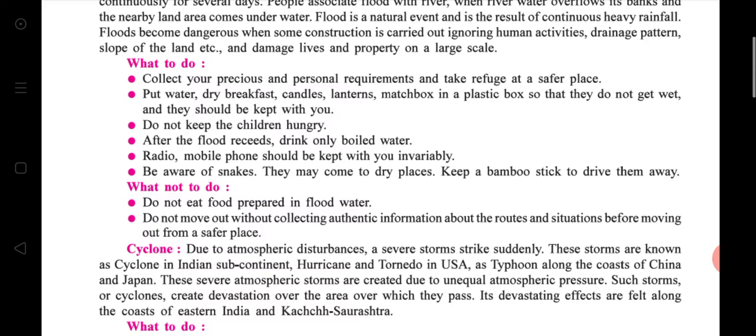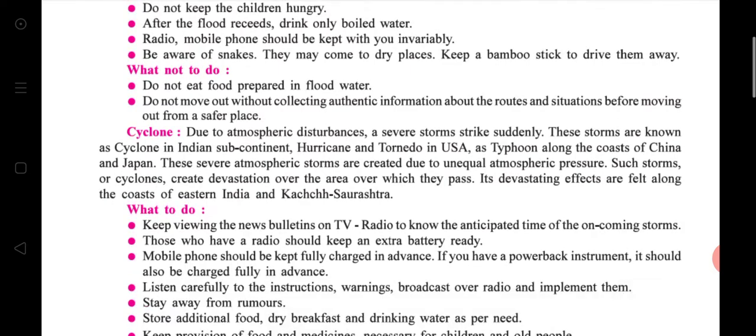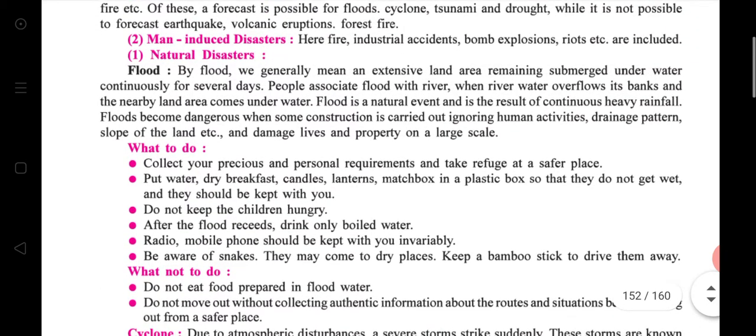These 6 points are what to do, and 2 points are for what not to do. First, do not eat food prepared in flood water, because that water is not clean and pure and also not hygienic for our health. That's why we don't eat food prepared in flood water. And the second is do not move out without collecting authentic information about the route and situation before moving out from the safer place. So here we complete the flood.